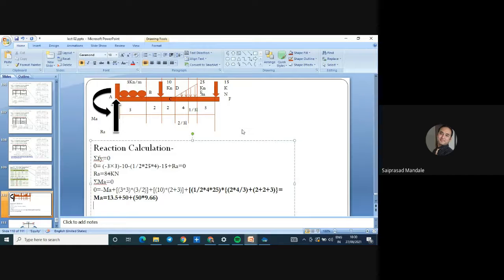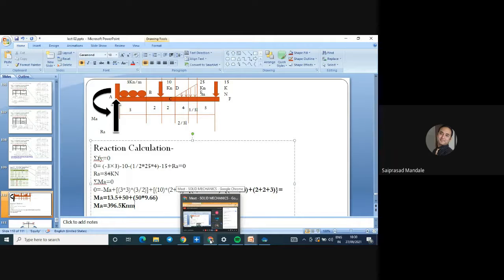Then A is equal to 13.5, 50 into 9.66 plus 50 plus 13.5. So it is 396.5. Hold a second. It is not Newton, it is kilonewton meter.